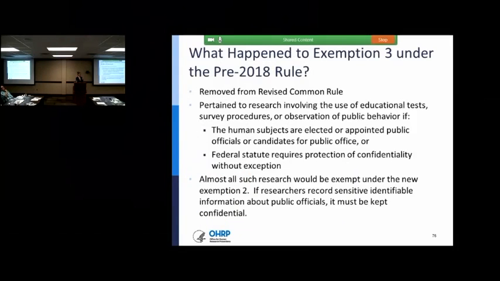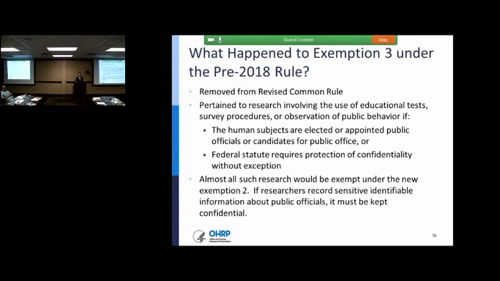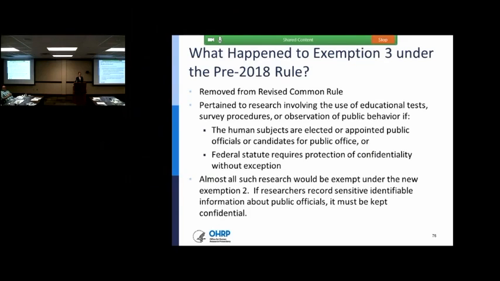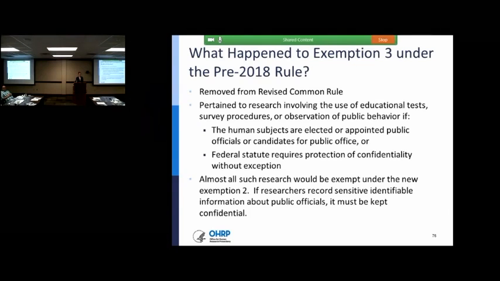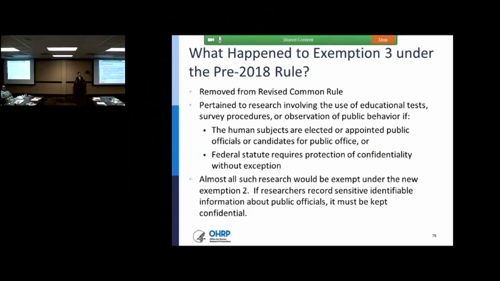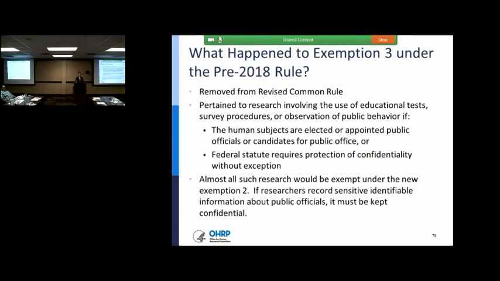So if we've got Exemption 2 down, let's move on to Exemption 3. First off, what happened to the old Exemption 3? The pre-2018 Exemption 3 pertained to research involving the use of tests, surveys, and observations if the human subjects were elected or appointed public officials or candidates, or if other federal statutes required the protection of confidentiality. In that case, the Common Rule might be duplicative with the other statutes.